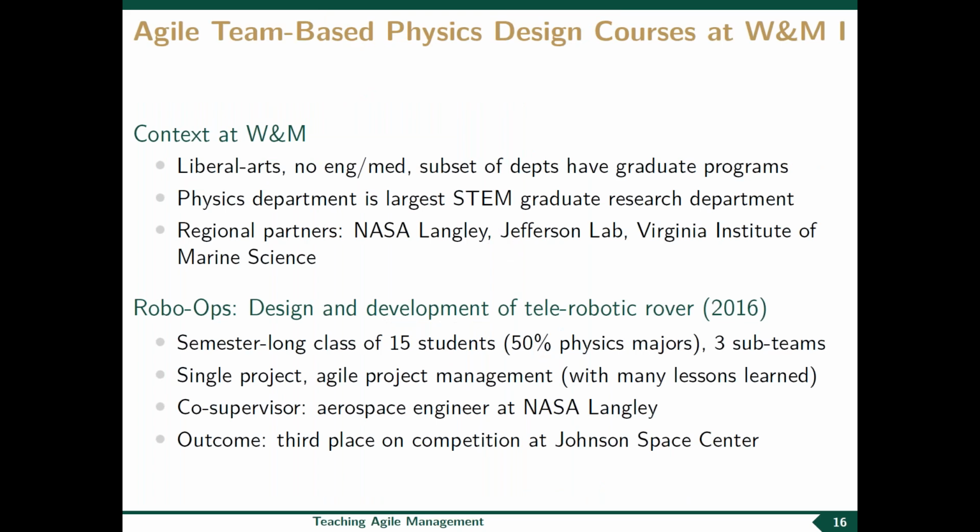So at William & Mary, we've been experimenting with this since 2016. So we're a liberal arts department, a liberal arts school, no engineering, no medical school. We have a lot of regional partners that we've worked with, in particular NASA Langley, as you'll see. So we started in 2016 with a semester-long course where we developed the Tiller Robotic Rover. So that was a course that we ran with an Agile management structure. We had three sprints, each of 3 weeks in that course. We were co-supervised with an aerospace engineer at NASA Langley who was more familiar with these Agile methodologies.